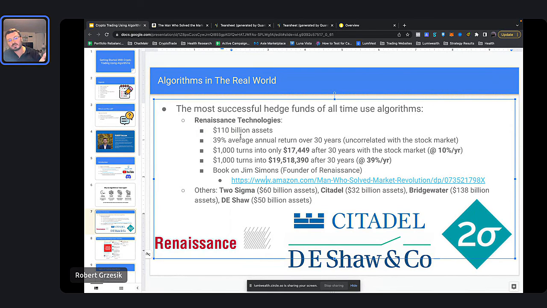But they're not the only ones, right? Renaissance is just one of them. There's a lot of other companies like that. Two Sigma is another one. It's the same thing. They hire a lot of software engineers, and they build algorithms to automatically trade for them. Last time I checked, they had about 60 billion in assets. I think they're a lot bigger than that now, probably double or triple that at this point, because they make a spectacular amount of money. They grew very quickly.